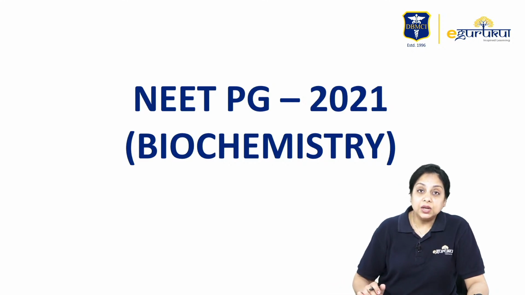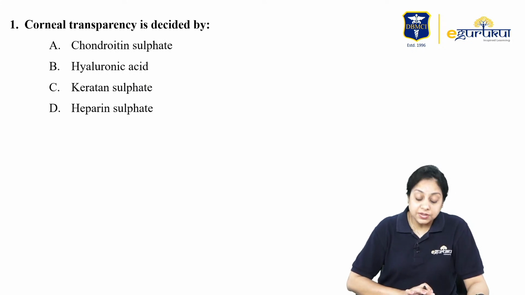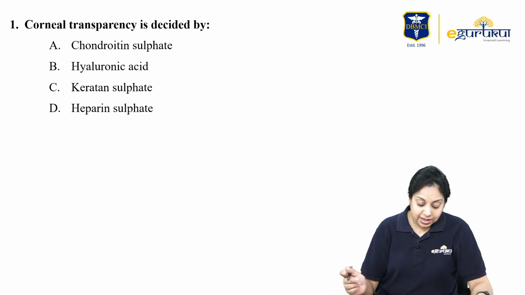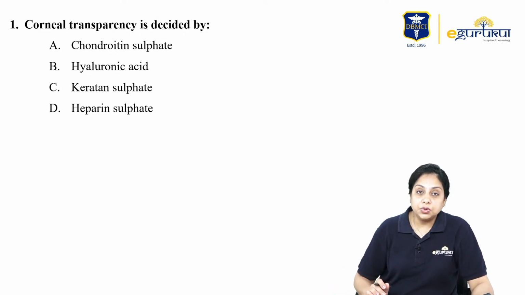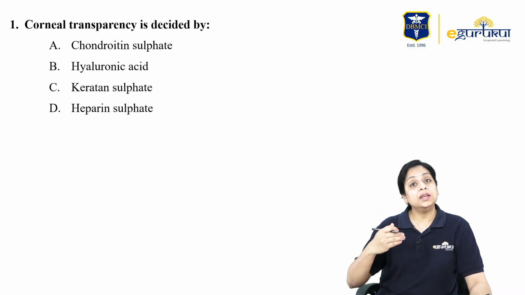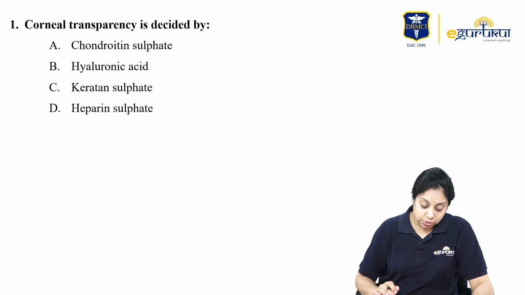Okay, so first I'll go over NEET PG 2021, right? The first question in this is corneal transparency. Corneal transparency is decided by, there are 4 options: chondroitin sulfate, hyaluronic acid, keratan sulfate, heparan sulfate. These are the 4 choices. I will go over all the 4 choices, explain a little bit about them, and then also the correct choice of all of them.